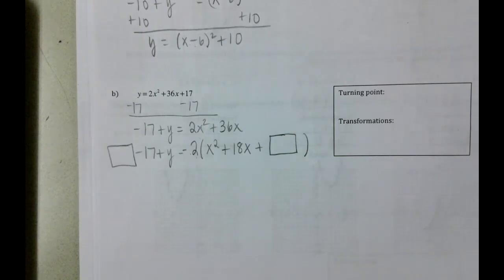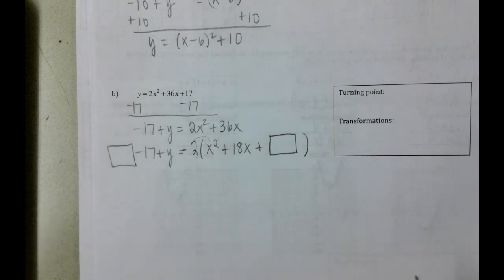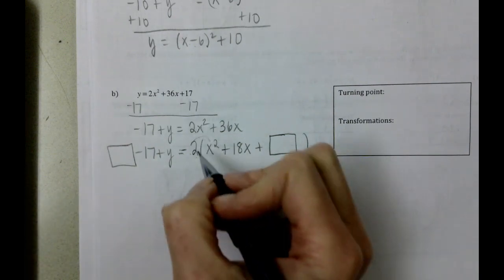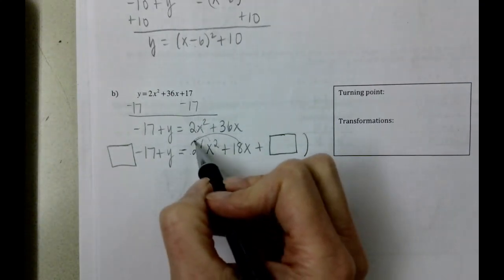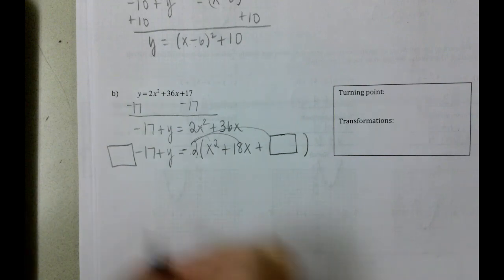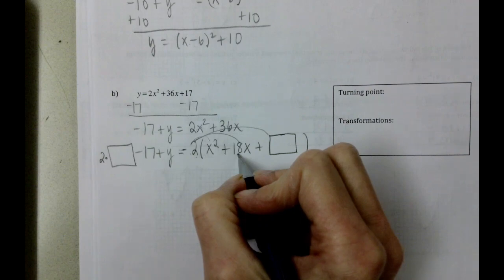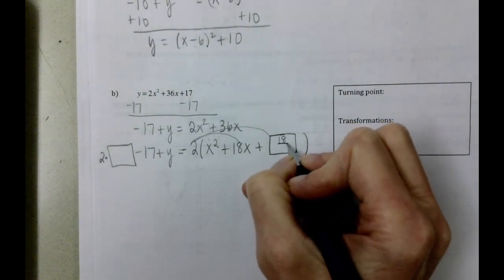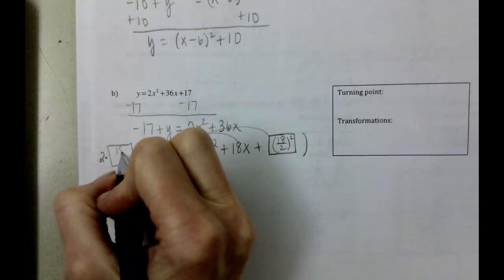But don't forget this. This was 2 times x squared to give us 2x squared. 2 times 18x gives us the 36x. So this has to be 2 times box. So over here on the other side, this has to be 2 times box. Once we have it set up, now everything else is the same. We're going to look at this number, which is in front of the box. Positive 18 divided by 2 squared. So same thing going to be over here.